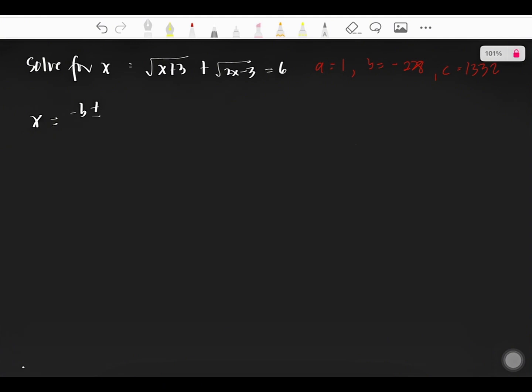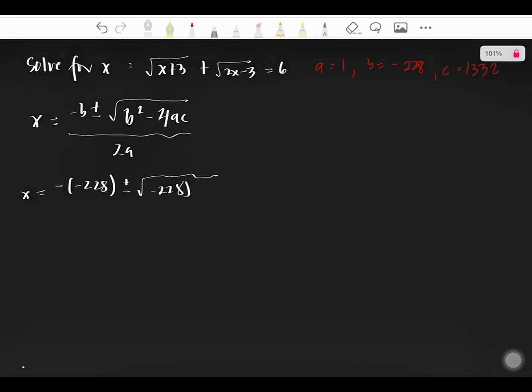Again, our quadratic formula is x is equal to negative b plus or minus square root of b squared minus 4ac all over 2a. Let's plug in our values of a, b, and c, and we get x is equal to negative quantity of negative 228 plus or minus square root of negative 228 squared minus 4 times 1 times 1332 all over 2 times 1.